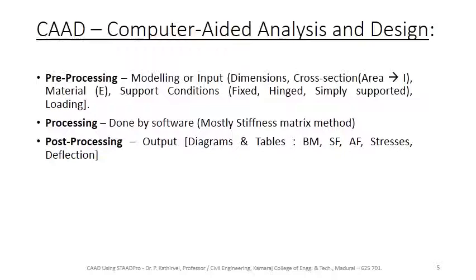So these all put together form the input or the modeling stage, which is the pre-processing stage. The second step is the processing, which is done by the software, mostly by matrix method, and here STAAD does it by stiffness matrix method. The third stage is the post-processing, where after the processing is completed, the output can be viewed as tables and diagrams from which the internal forces can be visualized.